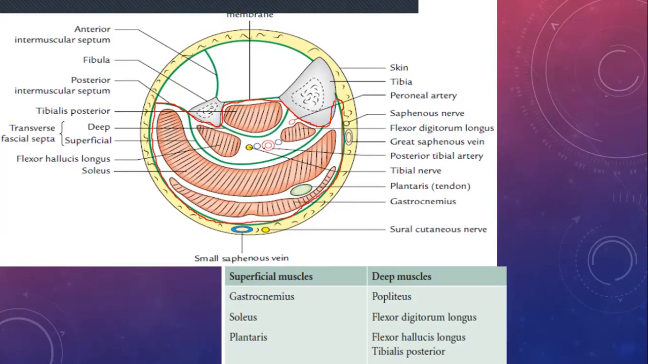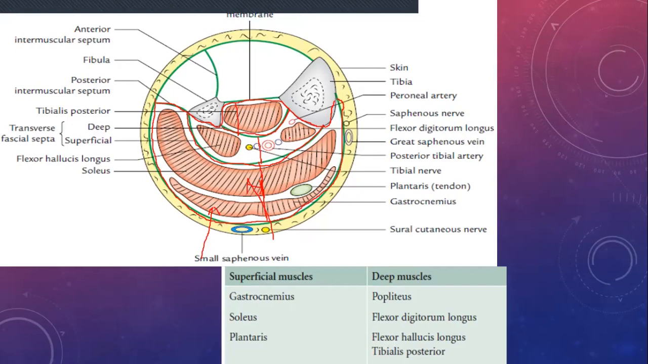Then we will have these two transverse septa. This is the superficial transverse fascial septum, and this is the deep transverse fascial septum. Then from here up to here, that is the superficial subdivision. This is the middle subdivision, and this is the deep subdivision. This is the gastrocnemius muscle. Then deep to it, we have the soleus. That is the superficial subdivision.